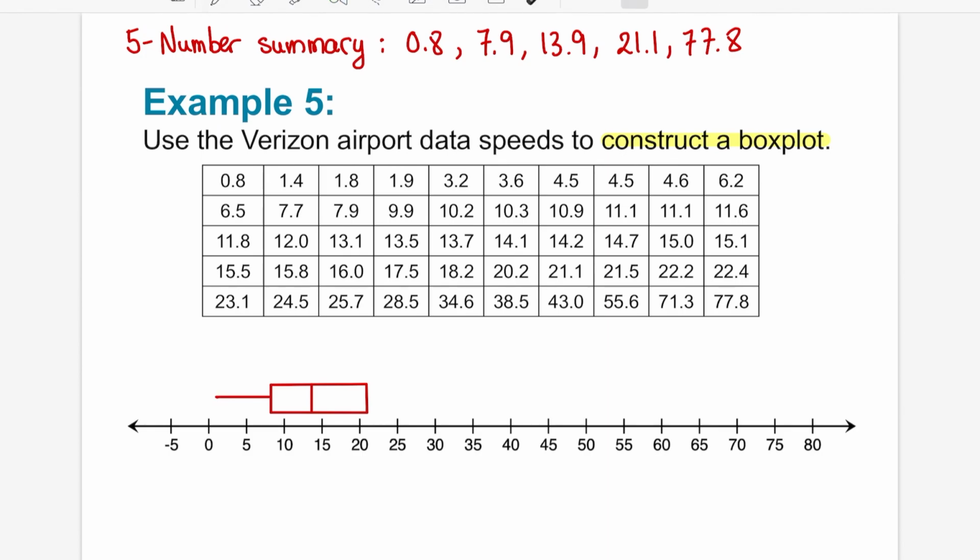My maximum is at 77.8, so I put a dot right here. And I'll connect the line from Q3 all the way to the dot. And this is called the box plot. By looking at this box plot, I know that this data is skewed to the right because I have a longer right tail.